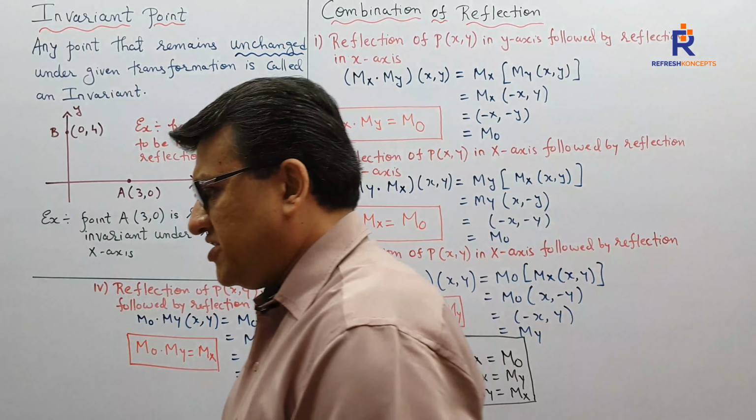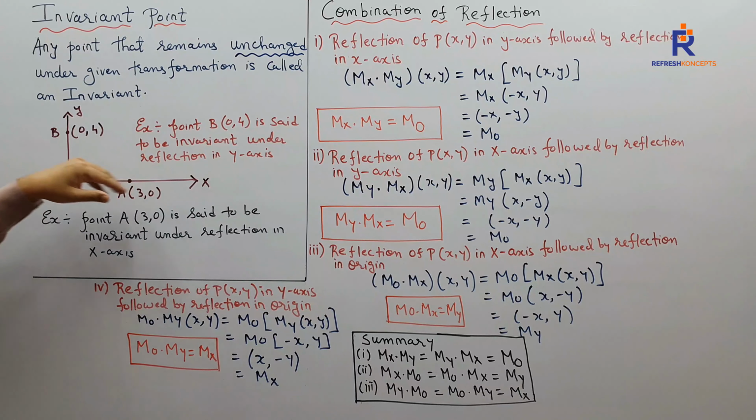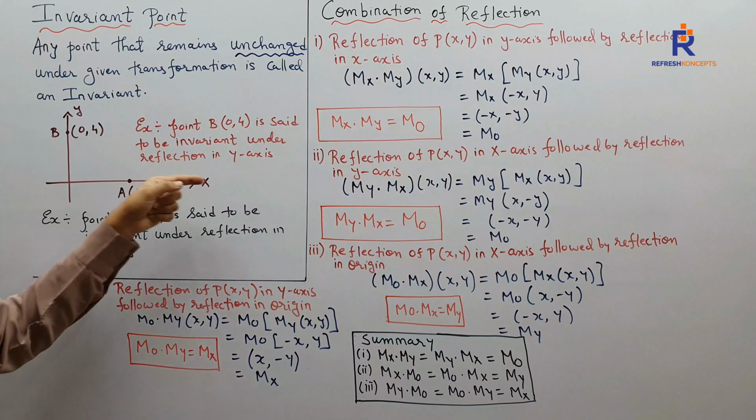So in order to understand this better, what we have done is we have taken a very small coordinate axis, x-axis, y-axis. On x-axis we have point A, (3, 0). On y-axis we have point B, (0, 4). So what if I have to take reflection of point A along x-axis?